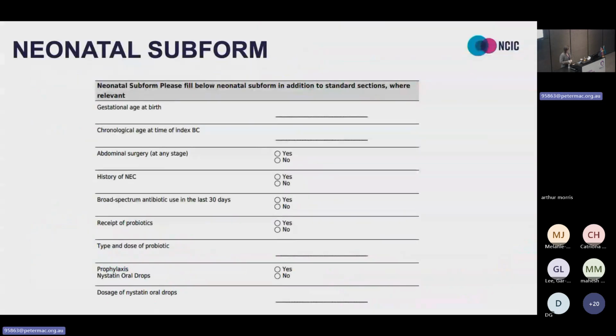So continuing on, we do have a specific neonatal subform, with thanks to Brendan McMullen, sorry, Brendan, who helped put this together, because clearly neonates are a bit of a different group with different risk factors, and so really important information to gather. And again, probably for most of the people in this room this may or may not be relevant, but it is fairly self-explanatory, particularly for neonatal specialists who know what NEC is.